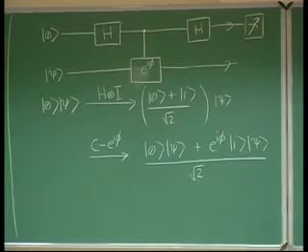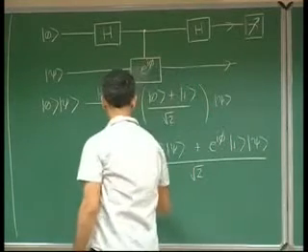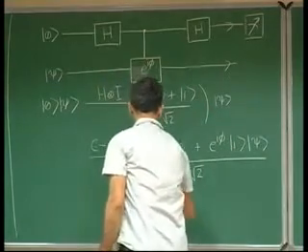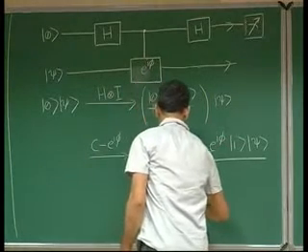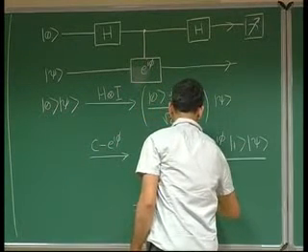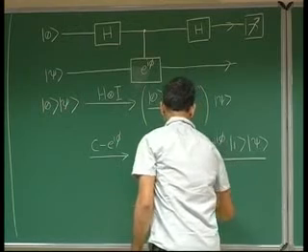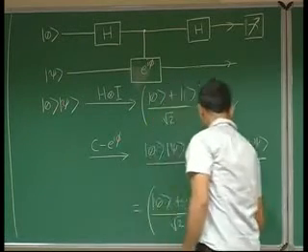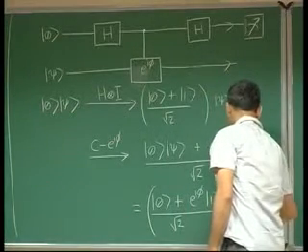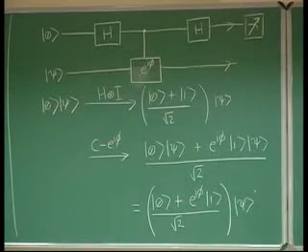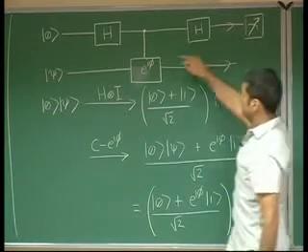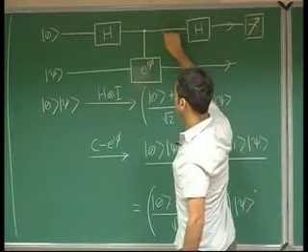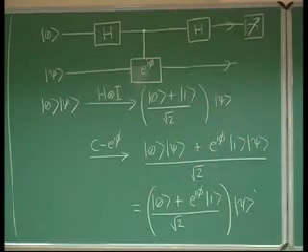If you notice, I can factor this state out as (0 + e^{iφ}1) followed by ψ, right? So it's still a tensor product state in spite of the fact that there was what looked like an entangling operation between the two paths.